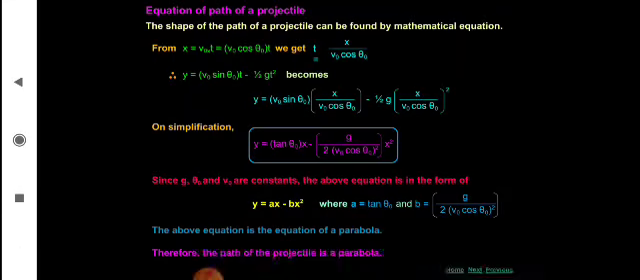The above equation is the equation of a parabola. Therefore, the path of a projectile is a parabola, so you will get the parabola curve. So y is equal to ax minus bx square, where a is equal to tan theta naught and b is equal to g divided by 2 times v naught cos theta naught whole square. This is the equation of the path of a projectile. To derive this equation, we have to follow the previous slides.